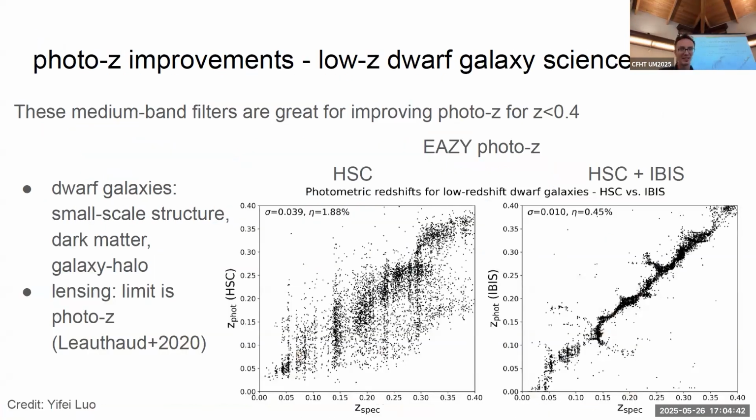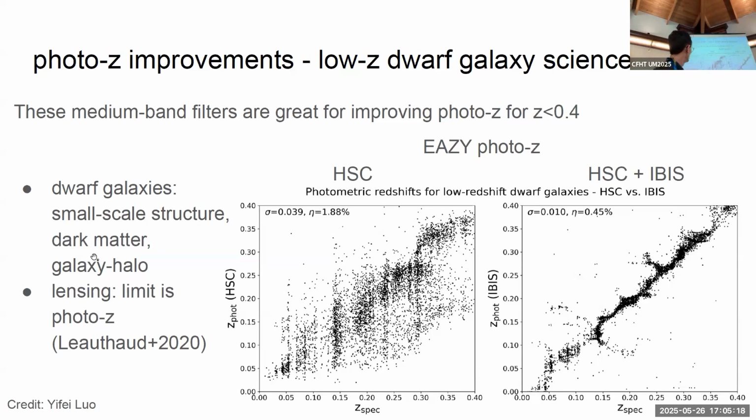So I just wanted to briefly show a couple of bits of what this imaging is useful for. As I said, they're great for low redshift photo-zs. This opens up a lot of dwarf galaxy science, because as I understand it, if you want to study dwarf galaxies with lensing, the limitation is not measuring the shapes of the galaxies behind the lenses. It's actually getting photo-zs of the lenses.